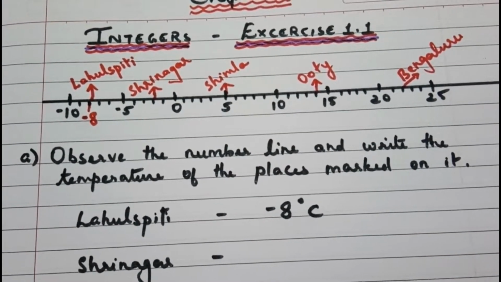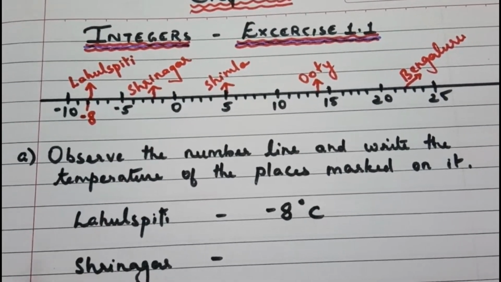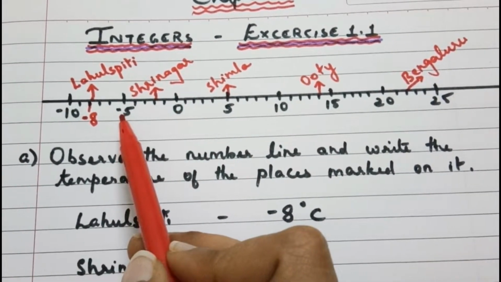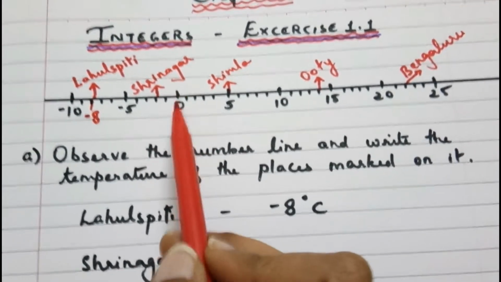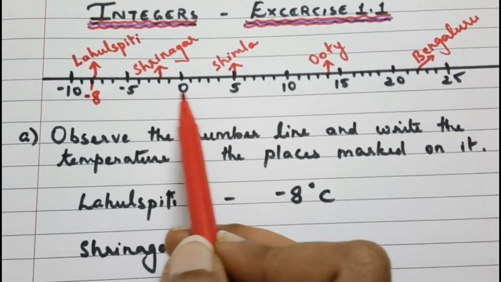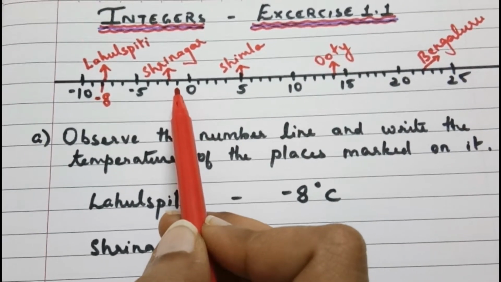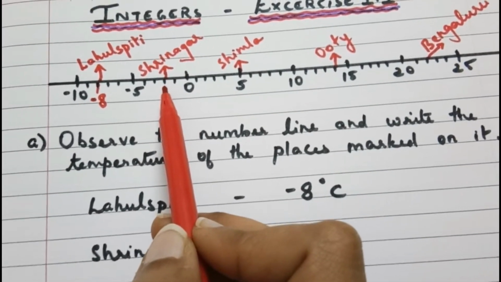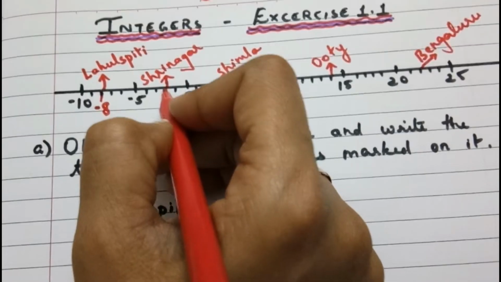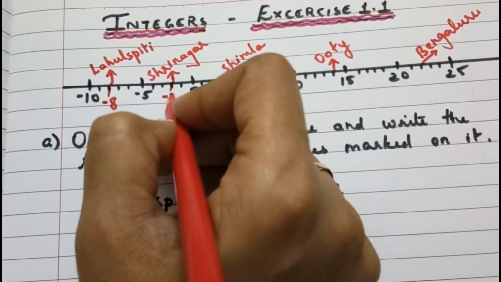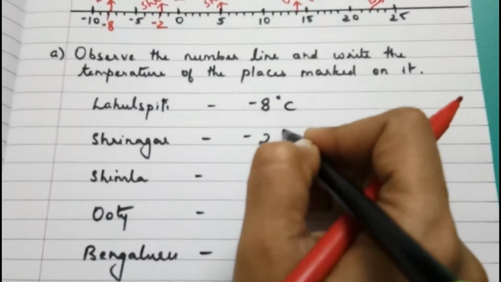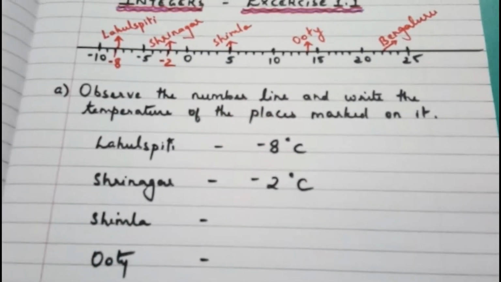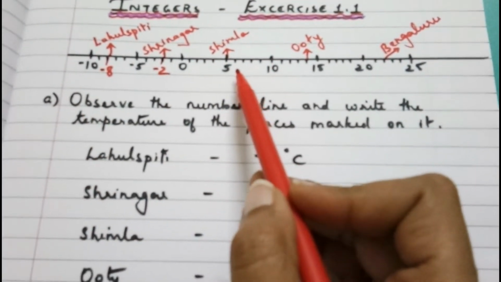Now let's see the temperature of Srinagar. In Srinagar, the temperature is between -5 and 0. So let's start counting. Again, since it is less than 0, we'll start with -1, -2. So here we see the temperature of Srinagar as -2, -2 degrees Celsius.